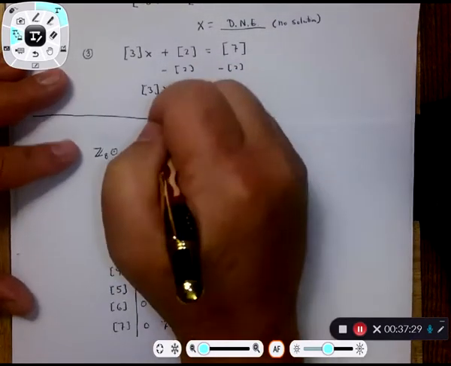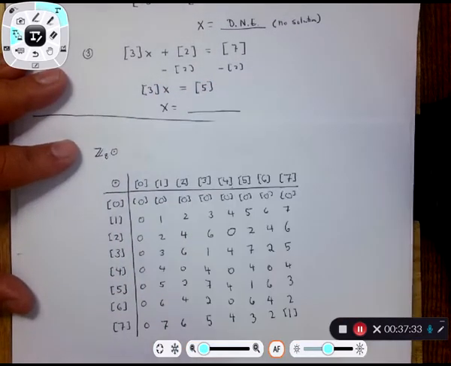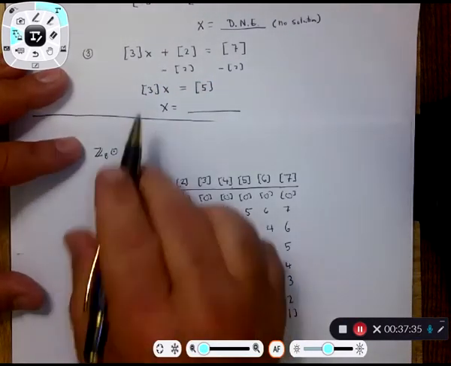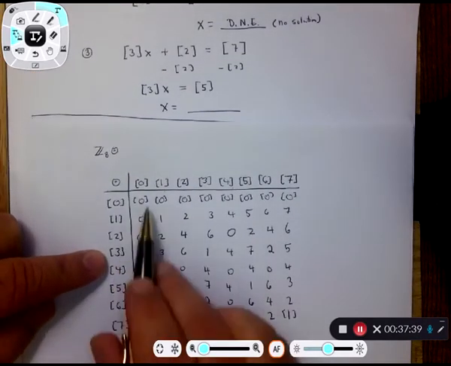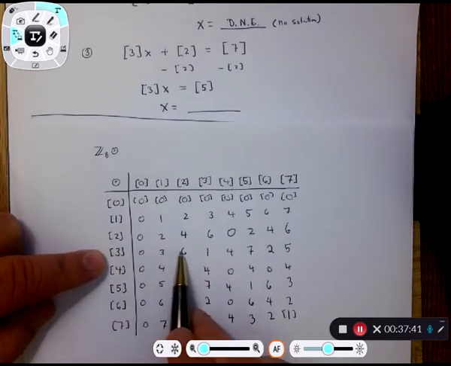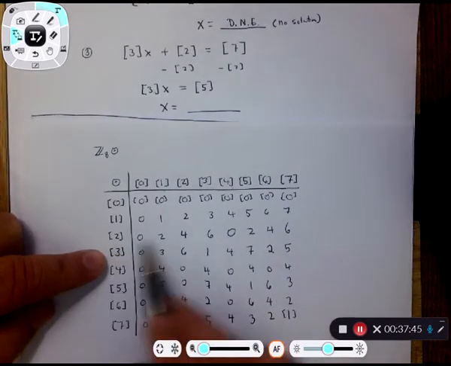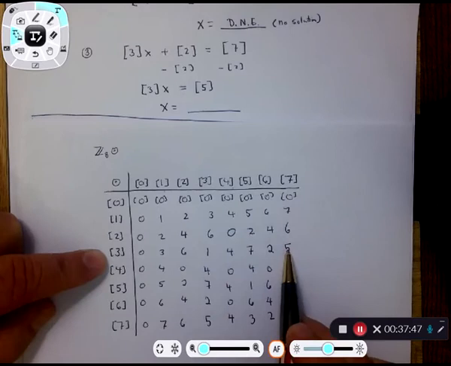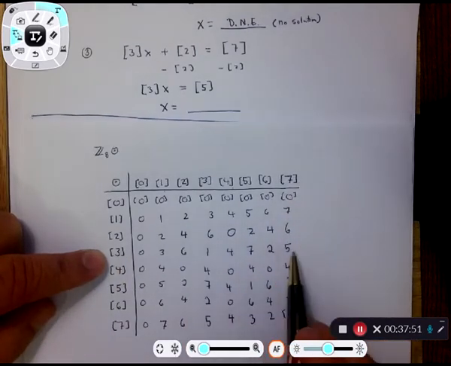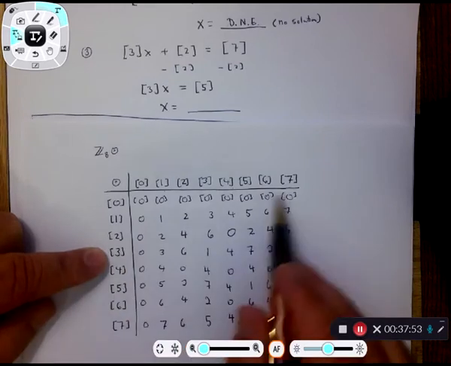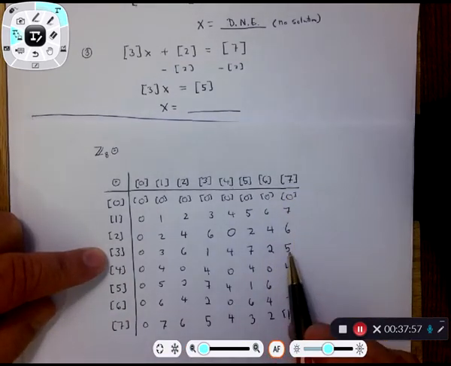Now I'm going to solve for x by going and looking at my multiplication table. So 3 times what is equal to 5? So I go down here to 3 and I look at 3 times what is equal to 5. So I go through my table and I see it over here. There's my 5. 3 times 7 equals 5. Well, this is in Z8. 3 times 7 is obviously 21, but in Z8, basically you're going to take 21 and divide by 8, and you're going to get a remainder of 5.